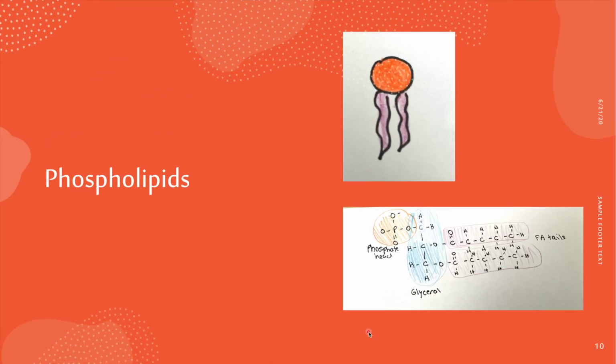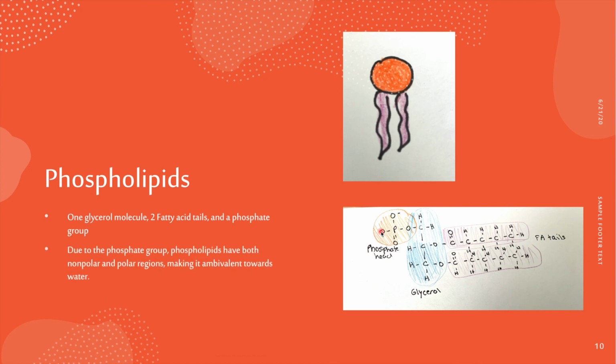Phospholipids consist of one glycerol molecule, two fatty acid tails, and a phosphate group. Due to the phosphate group, phospholipids have both nonpolar and polar regions, making it ambivalent towards water. The head of the phospholipid, where the phosphate group is, is hydrophilic. The tails, or the fatty acid tails, are hydrophobic. Phospholipids are a significant component of the plasma membrane, also known as the phospholipid bilayer.